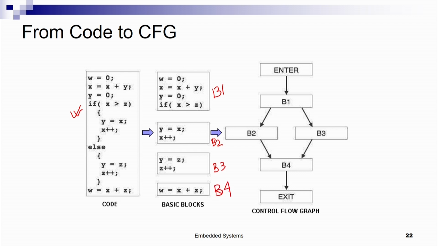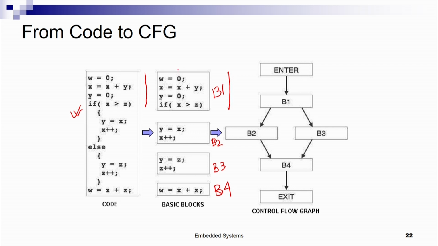And how are these basic blocks obtained? See that the first 4 lines of this high level code form the first basic block. Why? Because this is a piece of straight line code which has single entry point and single exit points.